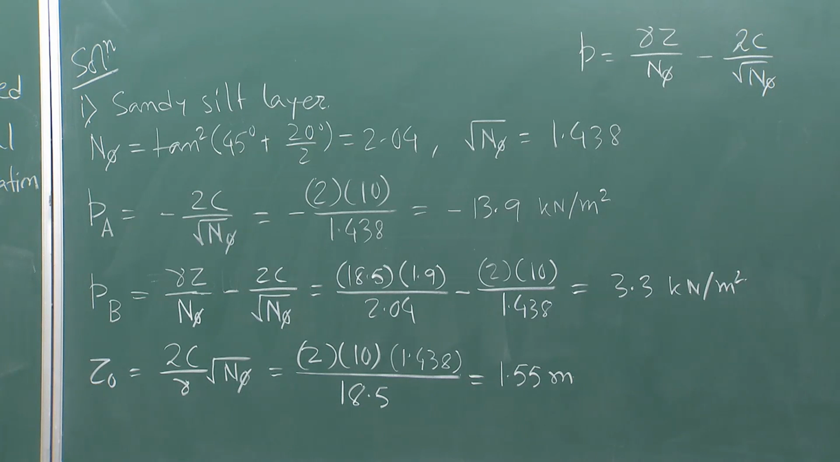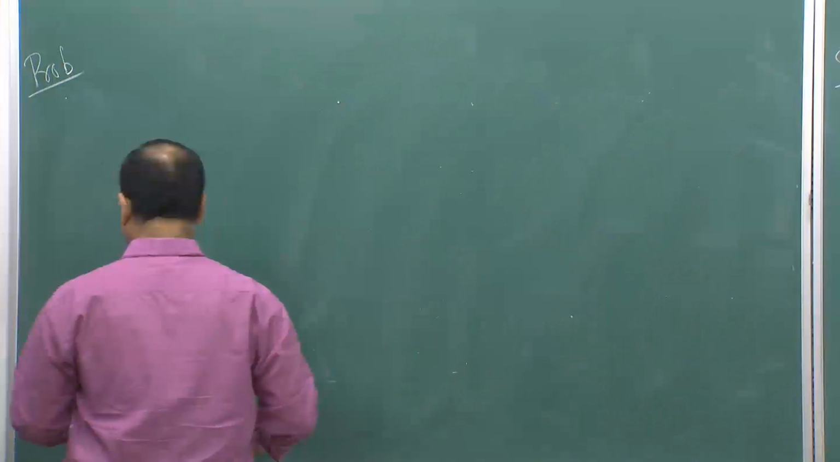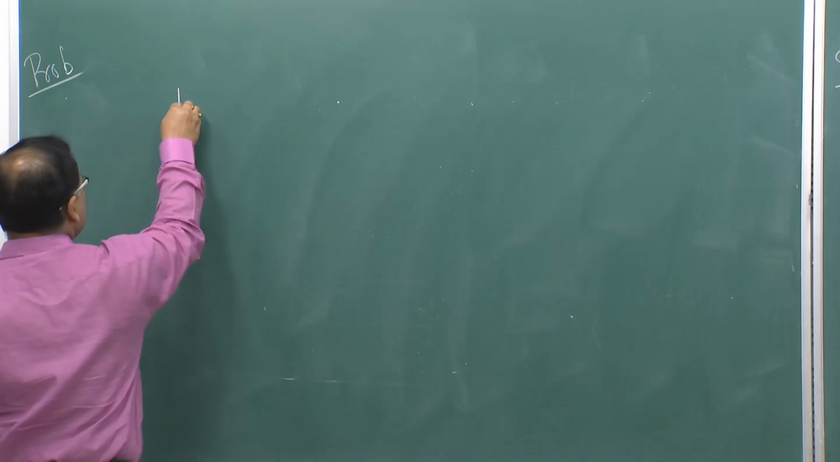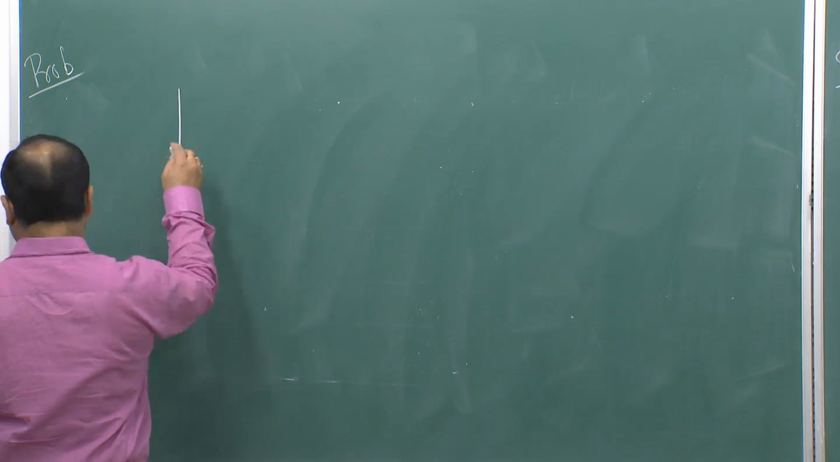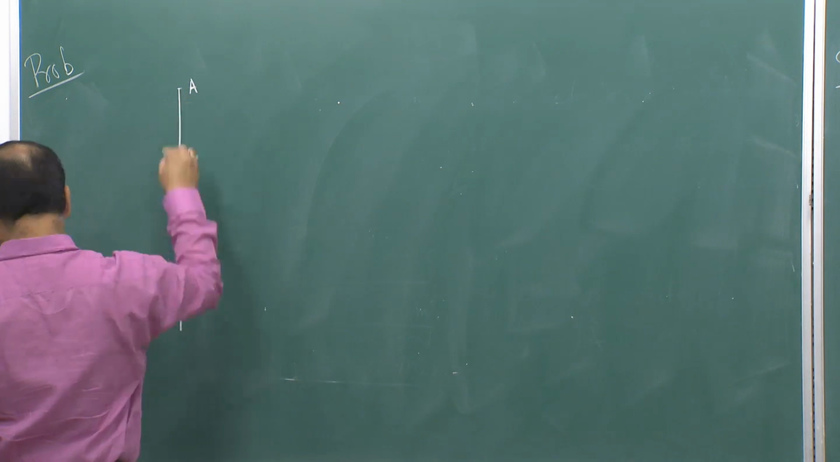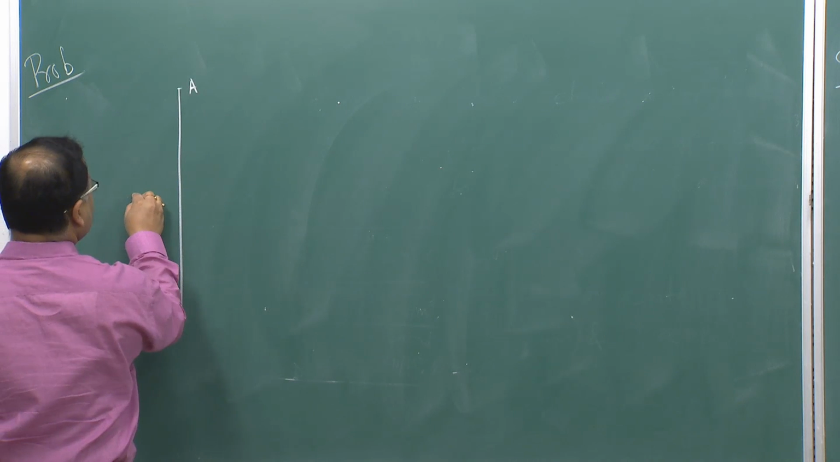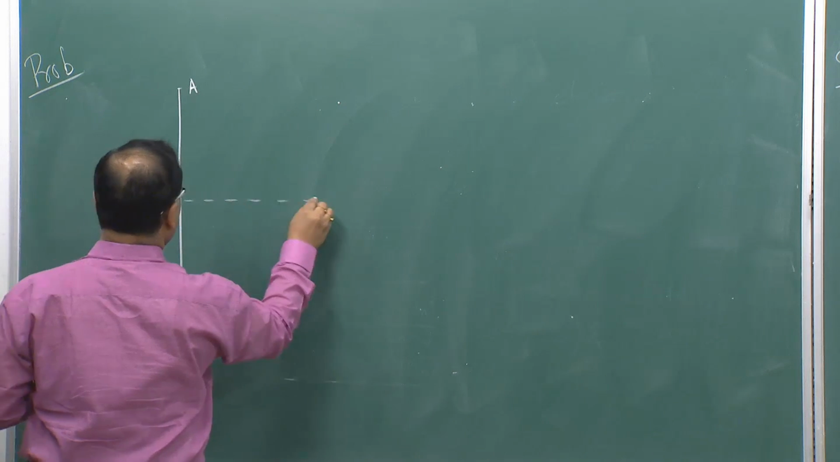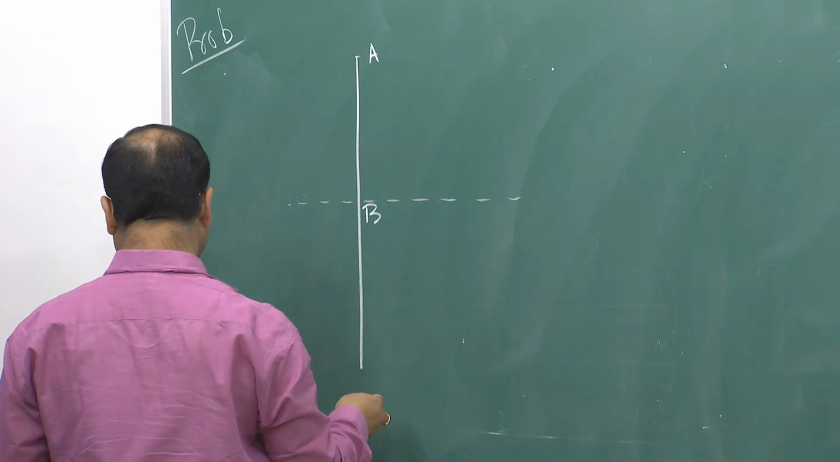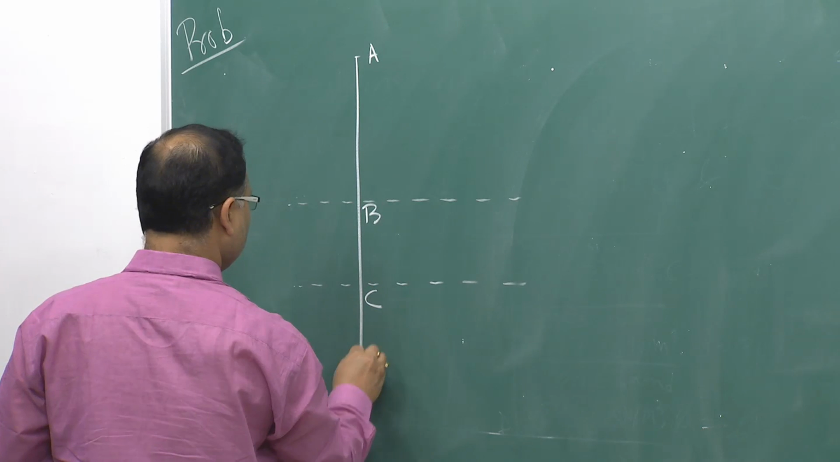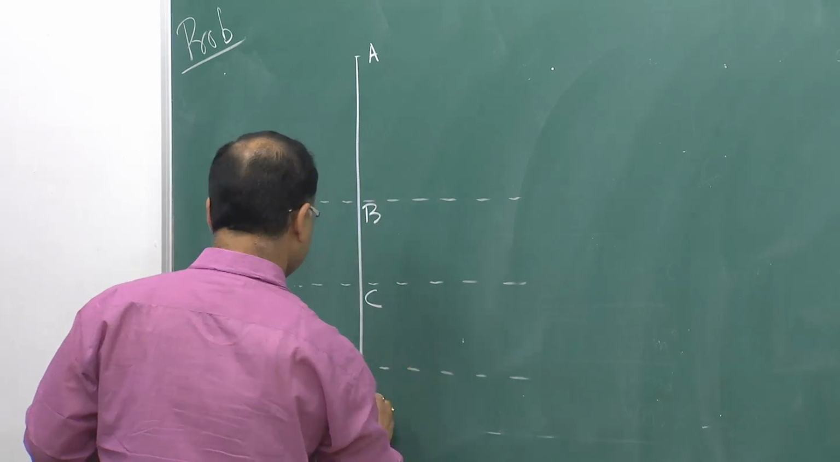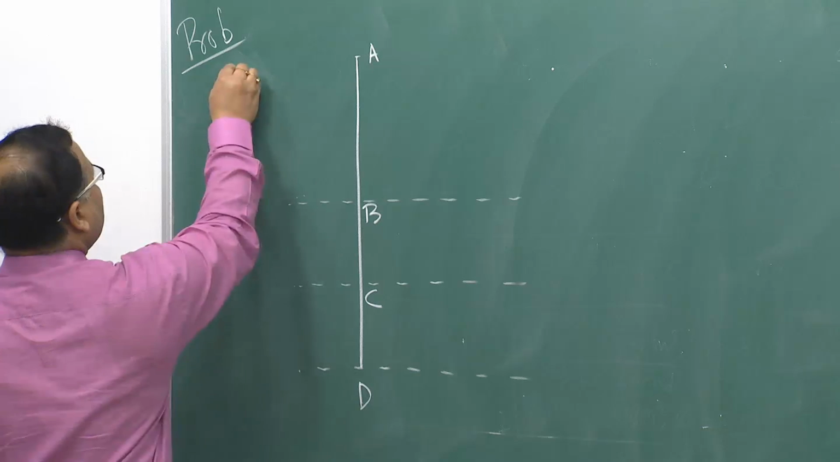So, we can draw the active earth pressure distribution plot. Let us see how it will look like. So, suppose this is your whole wall, okay. This is your point A, say this is your point B, this is your point C, and this is your say point D. Okay.